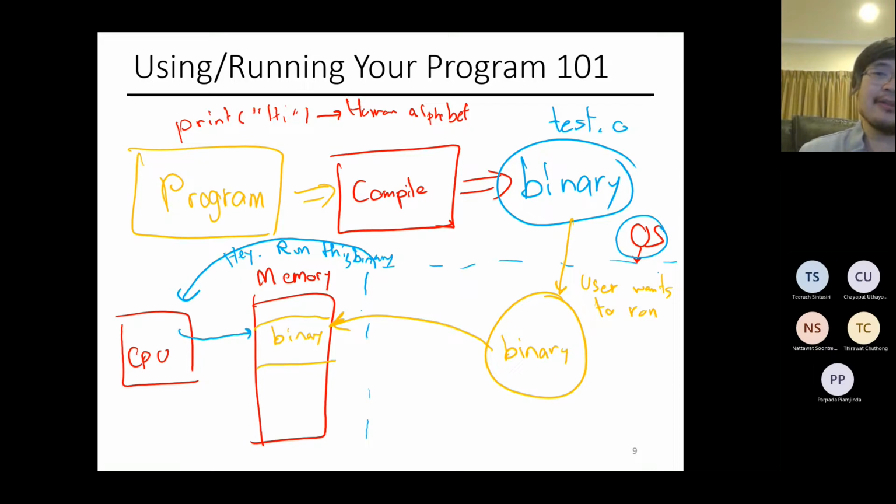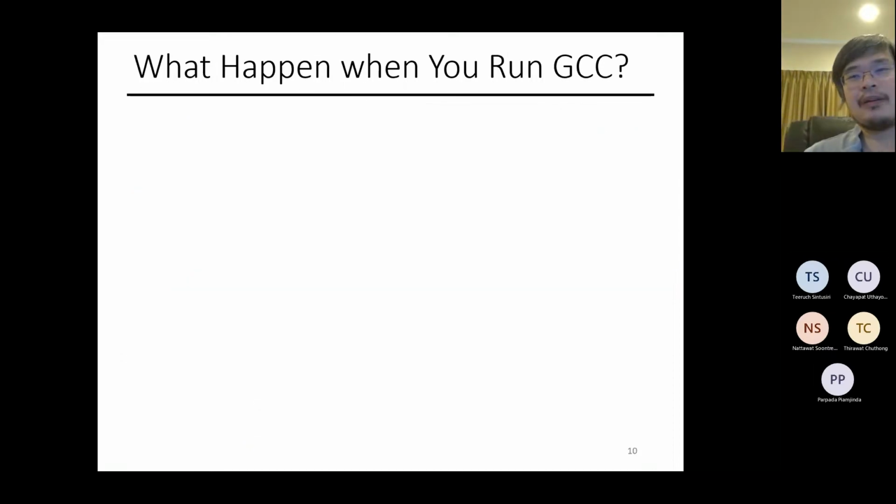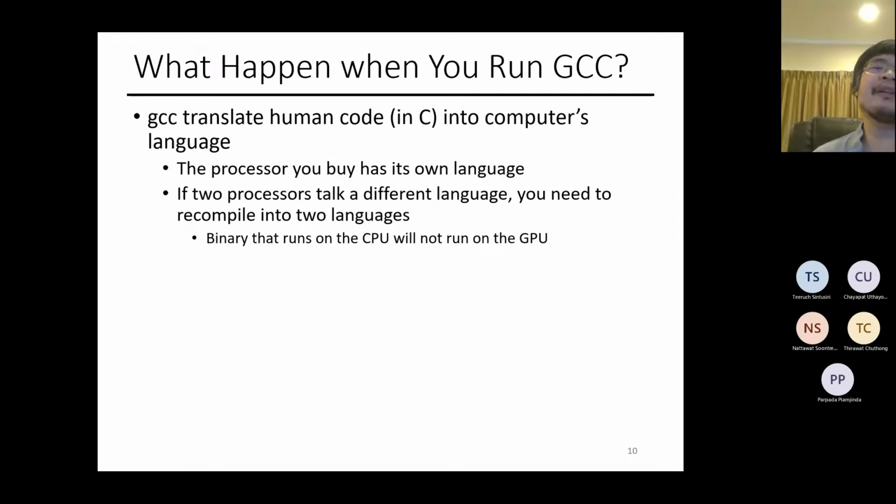Alright, so let's continue. Right now let me zoom in a little bit deeper and ask you what happens when you run the compiler. GCC is a C language compiler, right? So what really happens is GCC is a program. It's a program that was written to translate your human code in C language, C language is human code, right, into the computer's language, which is binary, right?